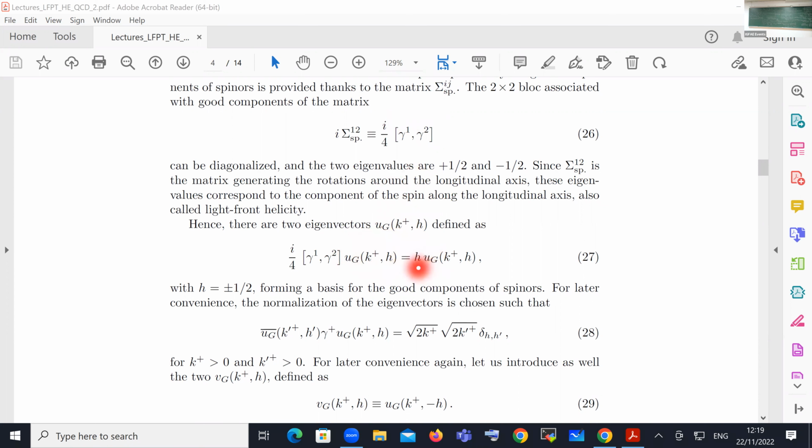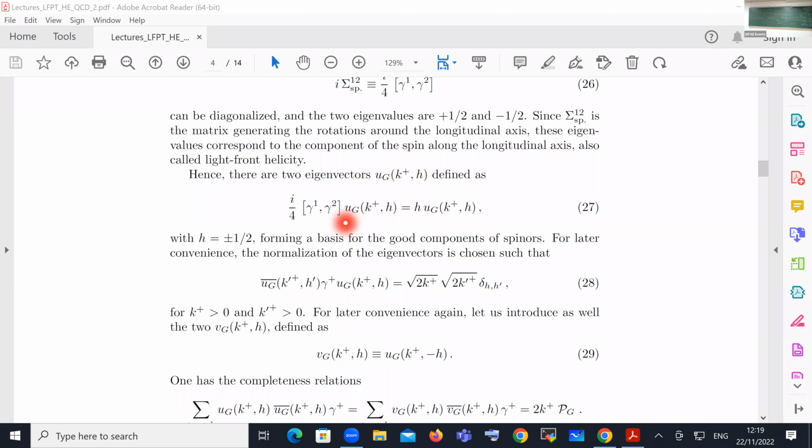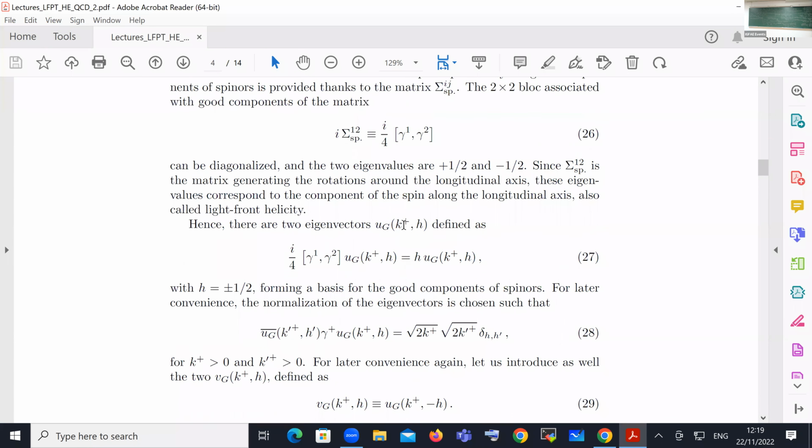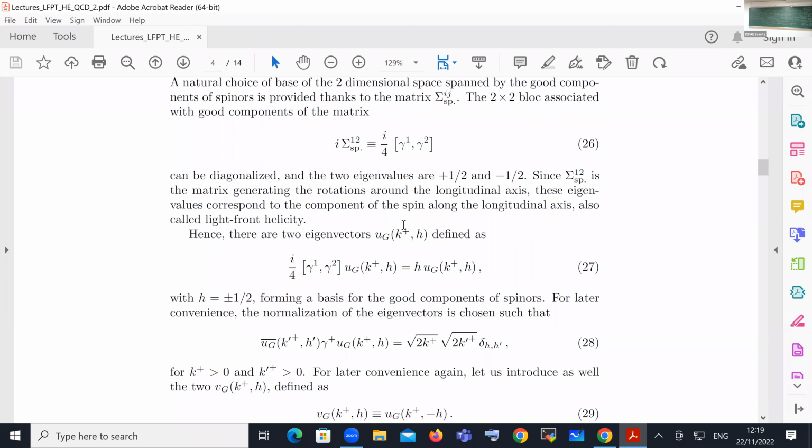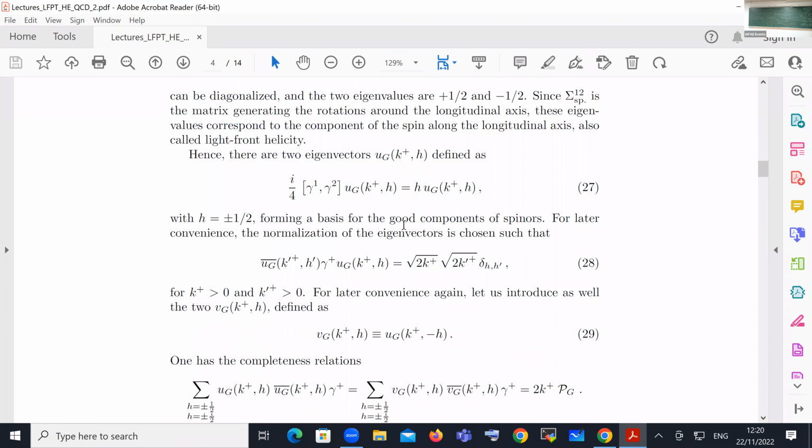So we have this helicity here, this h, the light front helicity, which can be plus or minus 1/2. That's allowed to classify things, and so now we can use this u_g with plus or minus 1/2 as a basis for the two-dimensional space that your good component psi_g can cover.